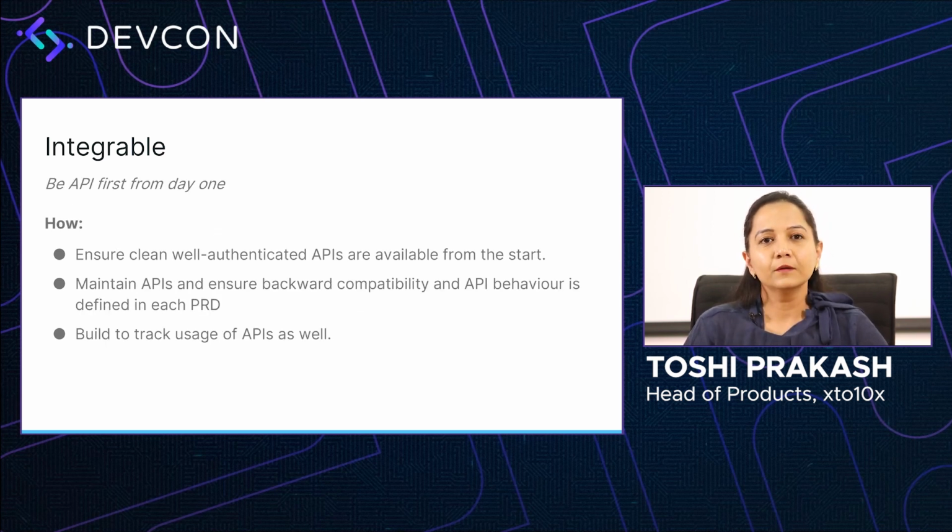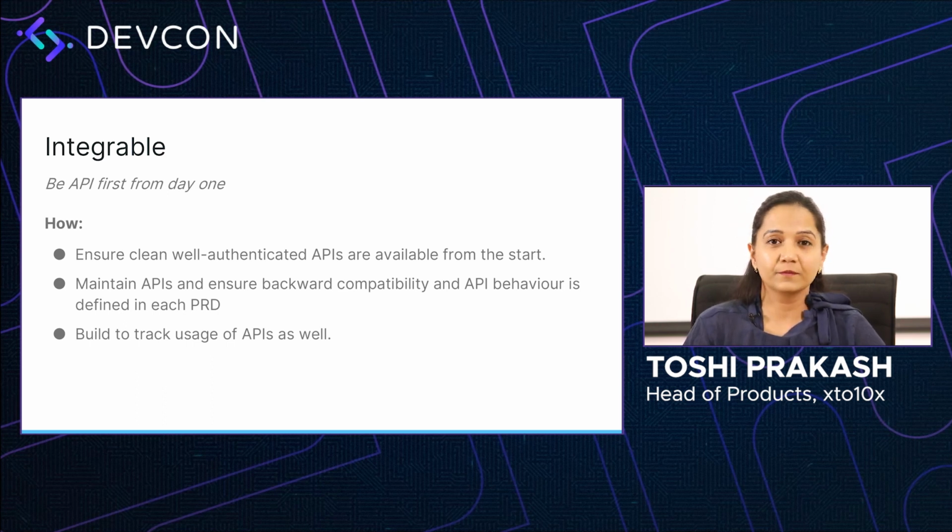So let's look at how we make products integrable. First of all, be API first from day one. It doesn't matter whether you are exposing the APIs today or not. Just ensure that your APIs are clean and they can be potentially exposed whenever you need to. Things grow. You will have more and more APIs getting added as your product gets bigger. So it's best to ensure that you start with clean APIs at a very small and early stage itself.